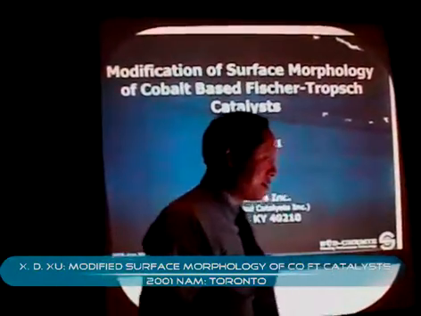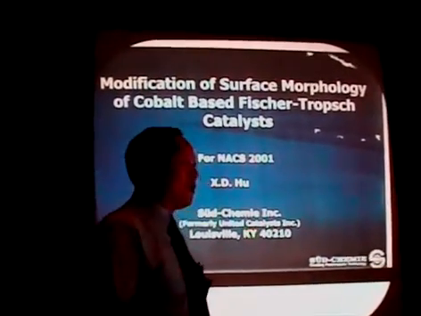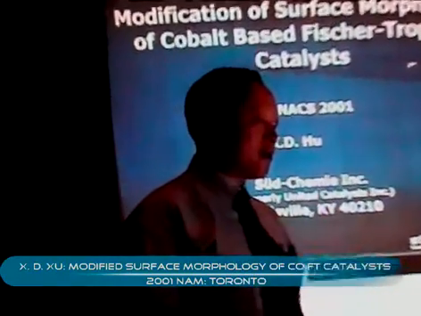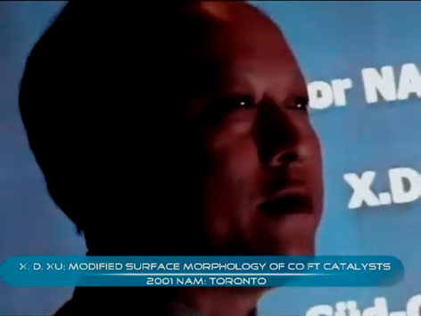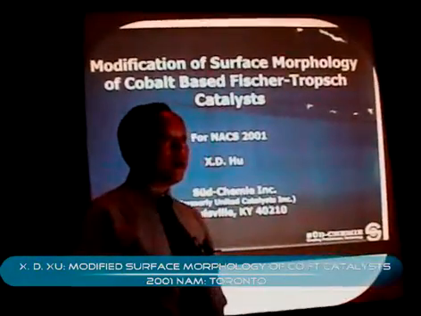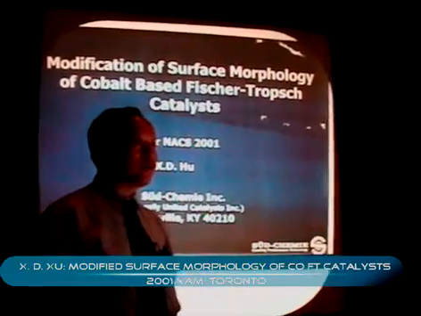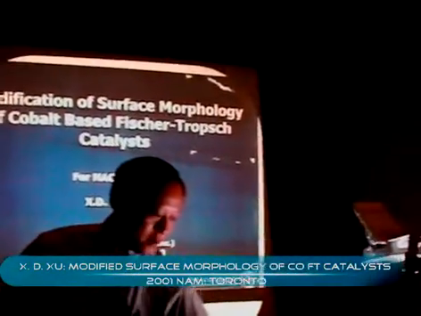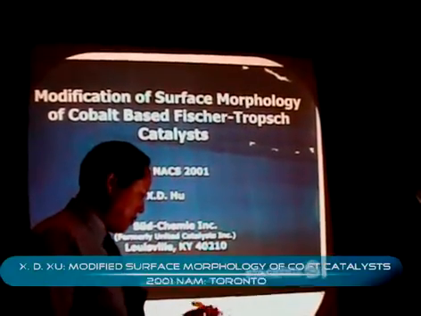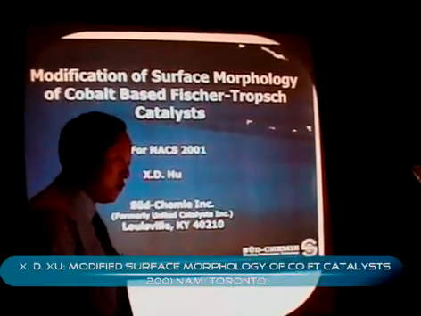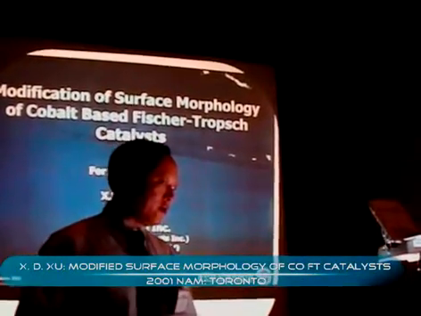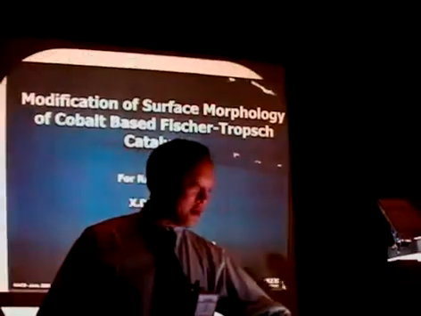Today I'm basically talking about the surface morphology of a cobalt catalyst. We heard a lot of talks about the mechanism, kinetics and theory, but rarely about how to make a catalyst, and how different catalyst preparation methods cause differences in the catalyst morphology. Today I want to focus on the preparation methods and their effect on the cobalt catalyst.